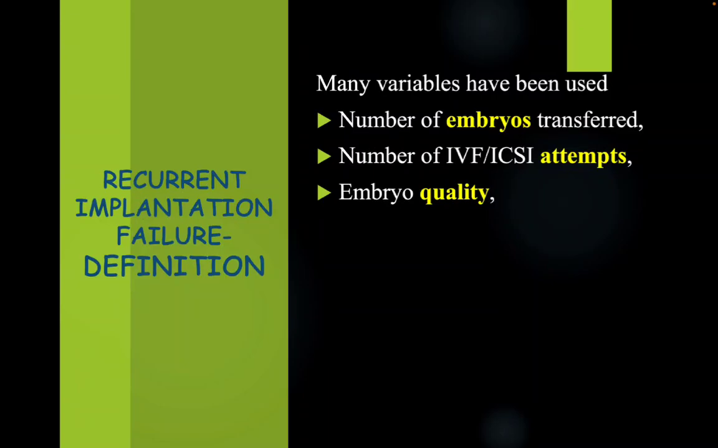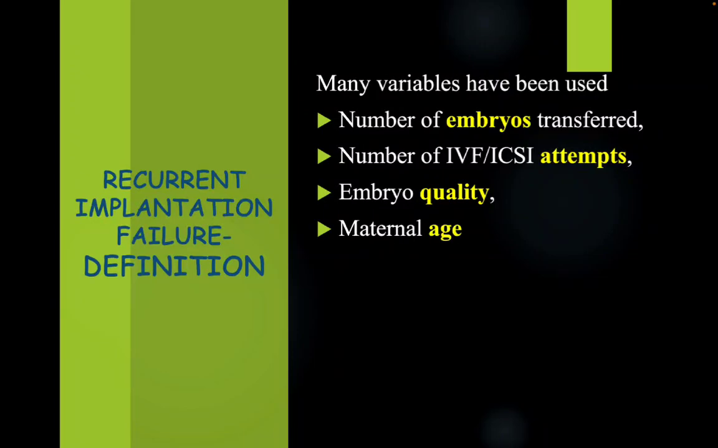Third is the embryo quality. Some definitions do not include embryo quality while defining RIF. Ideally, RIF should mean that when good quality embryos are transferred, the patient still is not able to show the sign of pregnancy, because poor quality embryos inherently do not have a good potential to implant. So RIF can happen if the embryo is not good quality, but if the embryo is good quality and still not getting implanted, that is something which should be pondered about.